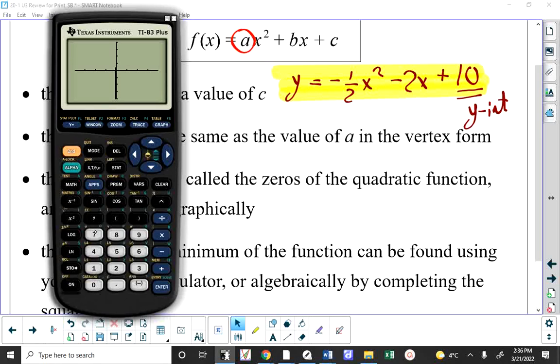I don't know. But what I could do is I could go to my table set, start at 0, go up by 1, start tracing it. Well, look at that. Y starts at 10. Well, that makes sense. That's the y-intercept. And then look at that. It's already down to negative 20, negative 30 by the time I get to 7. What is it doing in the other direction? Going up, up, oh, and then it's going down.